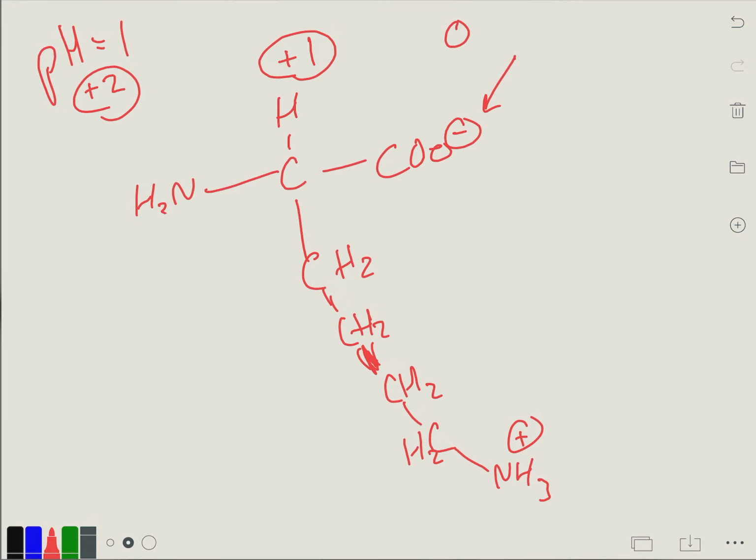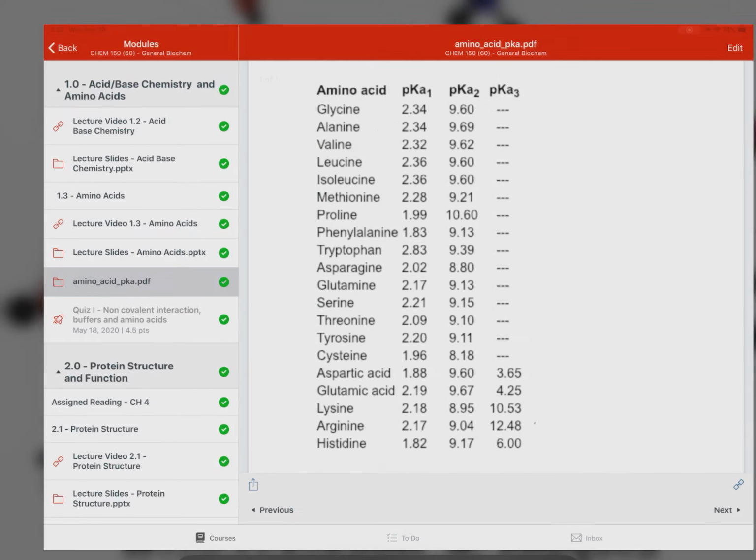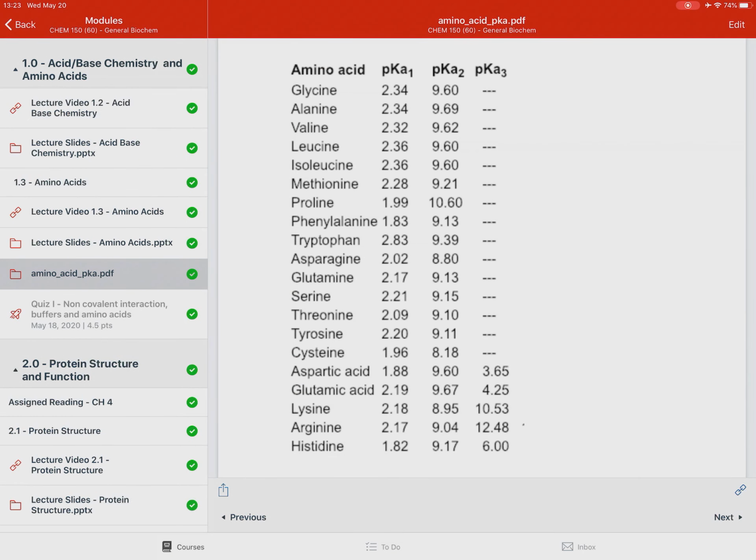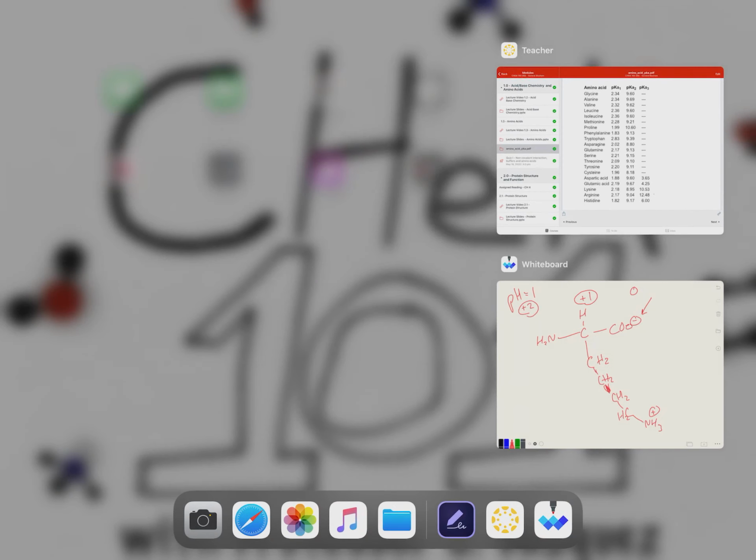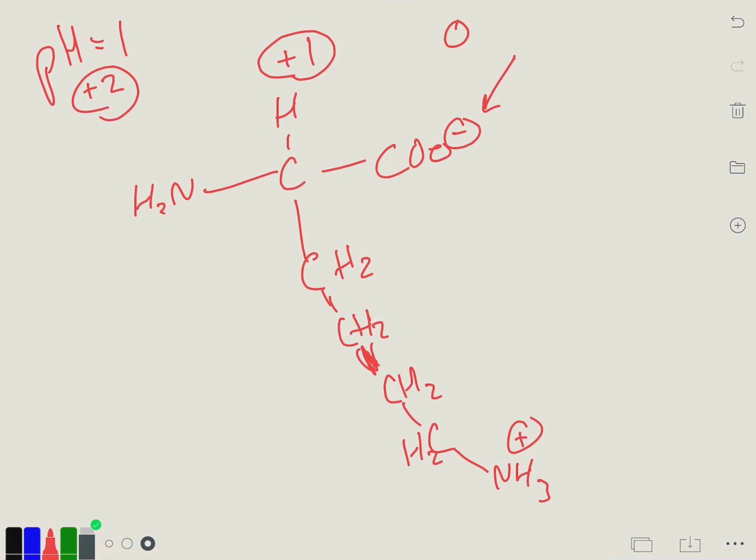And then at, what was it for lysine? For lysine down here on the list, pKa3, 10.53. So after about 10.5 pH, or almost 11, we're finally going to lose the other hydrogen from that amine group, losing that positive charge and giving it an overall -1 charge, -1 being the only charge it has left.